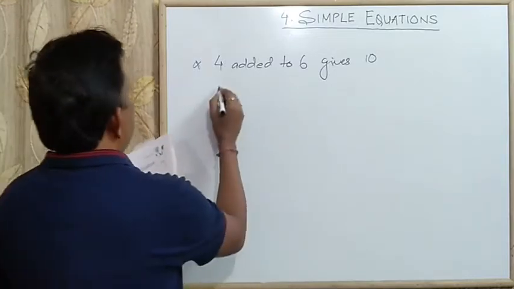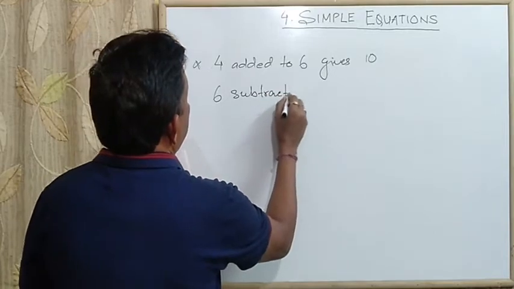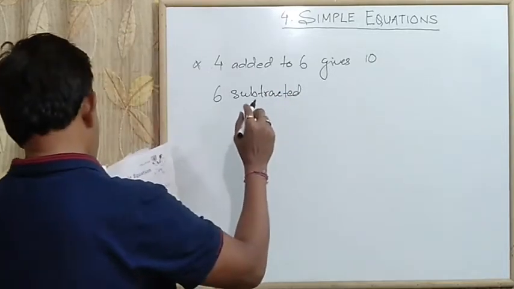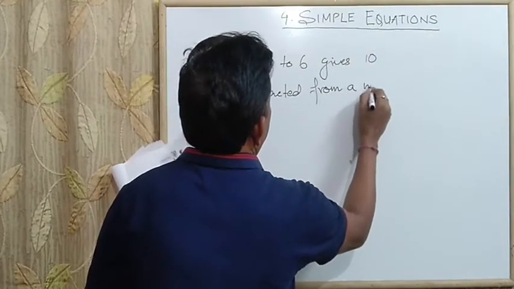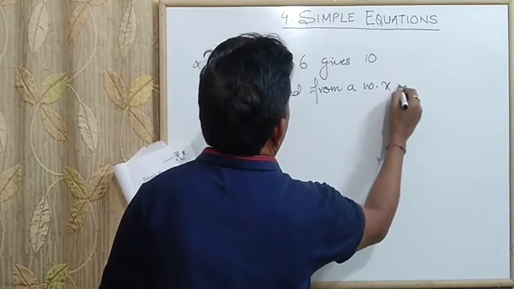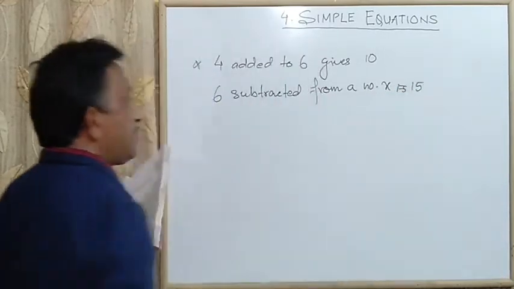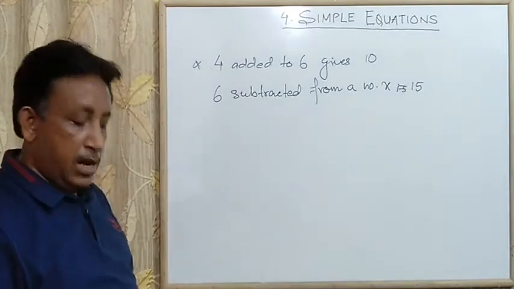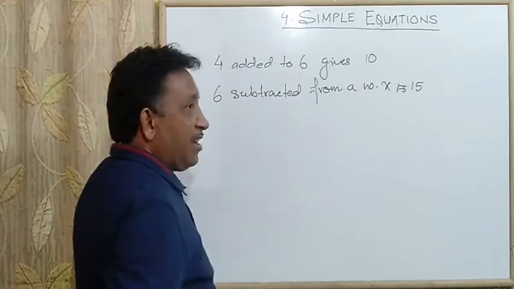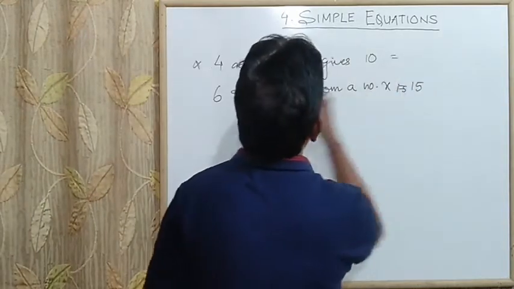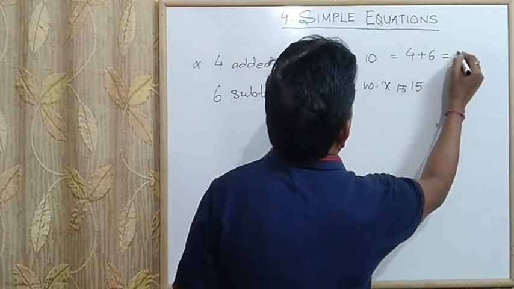Then 6 subtracted from a number x is 15. This type of statements you have done already in class 6. So first, what it will be: 4 added to 6 gives 10. So here there is no use of variable. So 4 plus 6 equals 10.